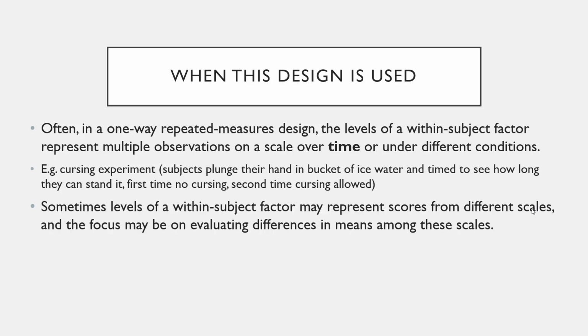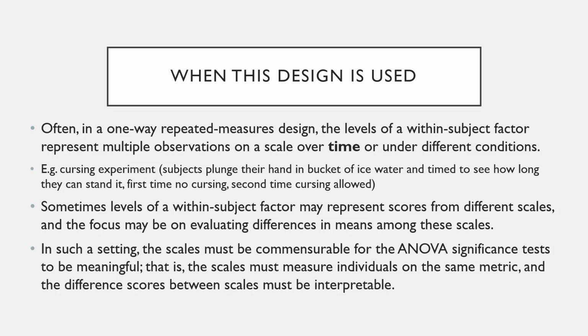Sometimes the level of within subject factor may represent scores from different scales, and the focus may be on evaluating differences in means among these scales. But in such a setting, the scales must be commensurable for the ANOVA significance test to be meaningful. So what that means is that the scales must measure individuals on the same metric, and the difference scores between the scales must be interpretable.